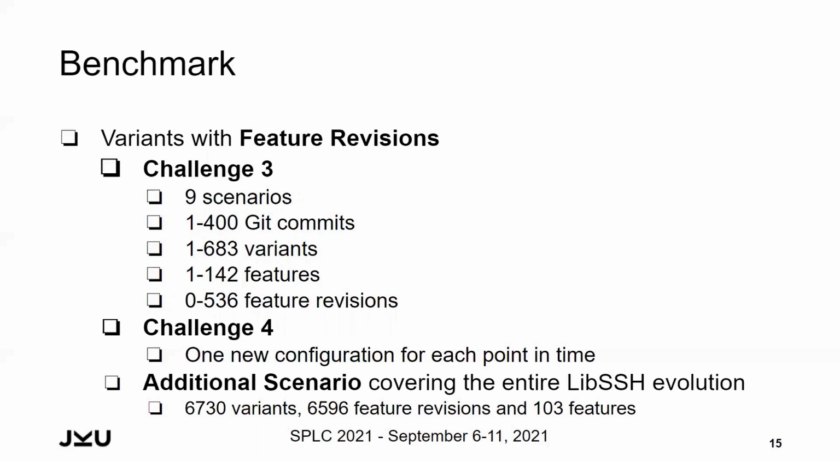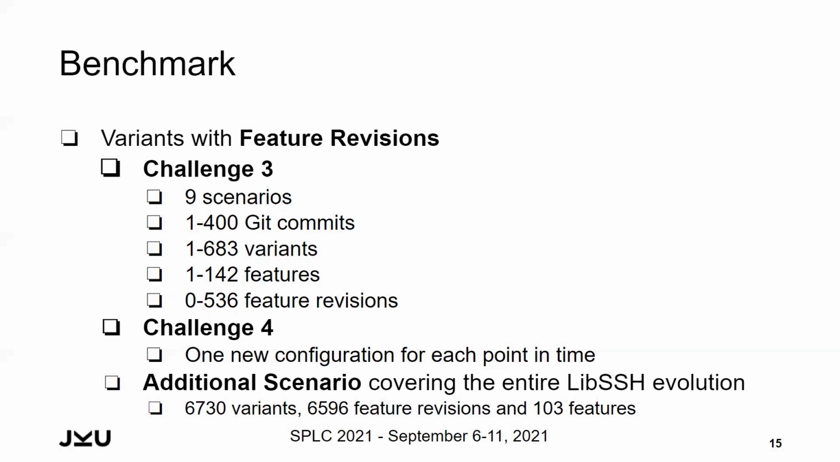For the variants with feature revisions, we used scenarios for evaluating challenge 3, containing 400 points in time from the first 400 Git commits. With this, we designed 9 scenarios for each system according to a specific number of Git commits by varying the number of variants for each system. For all 3 systems, we present scenarios consisting of locating feature revisions from 1 point in time up to 400 points in time. And then the scenarios vary from 1 to 683 variants, 142 features, and 0 to 536 feature revisions.